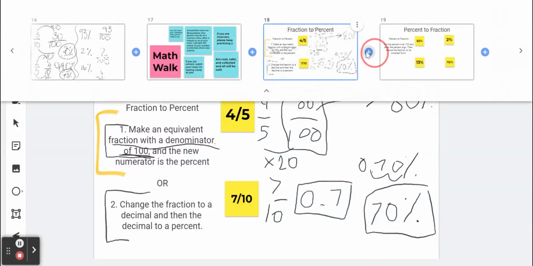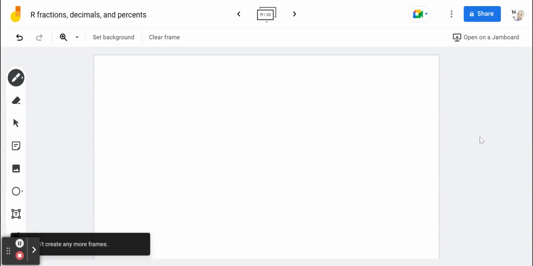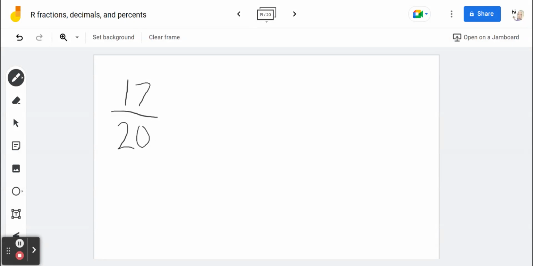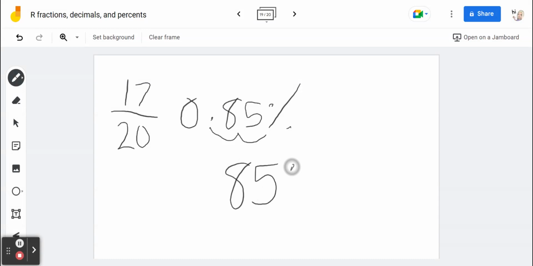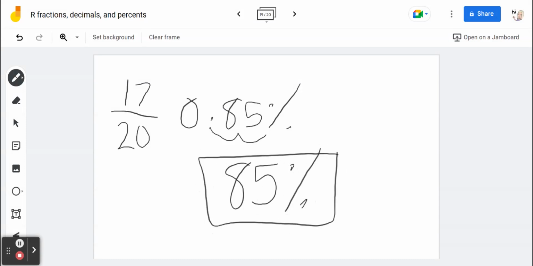So the third way of doing this, if we want to find 17 out of 20, you're going to go ahead and type into your calculator 17 divided by 20. Your calculator is going to real quickly and easily tell you exactly what that decimal is. Now you're just going to take that decimal and change it to a percent. To do that, you move your decimal over twice, add your percent sign. Last step, make it pretty, 85%.